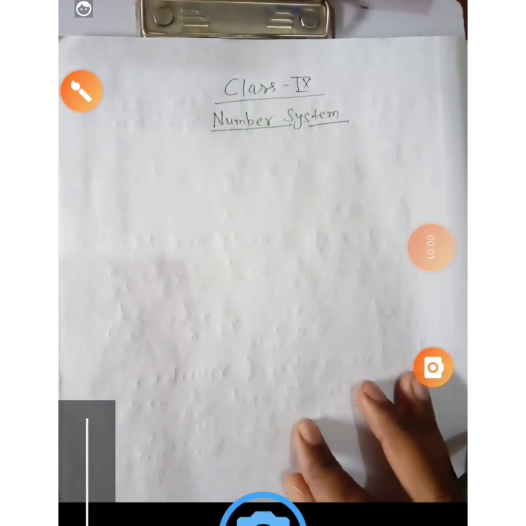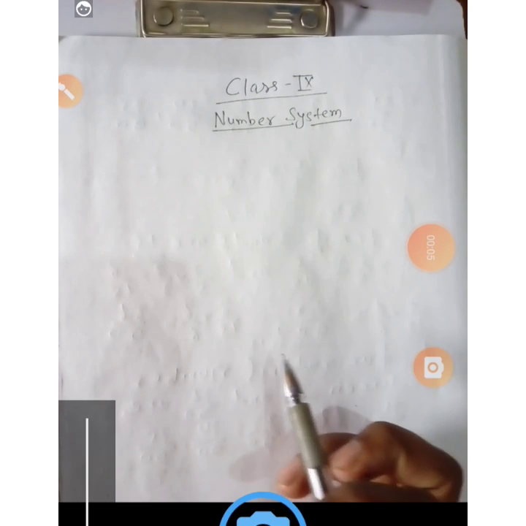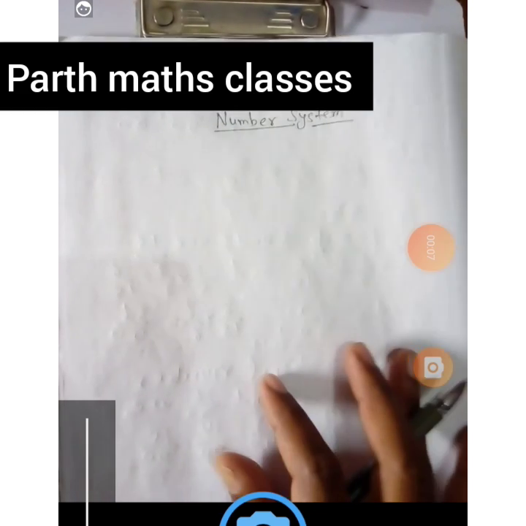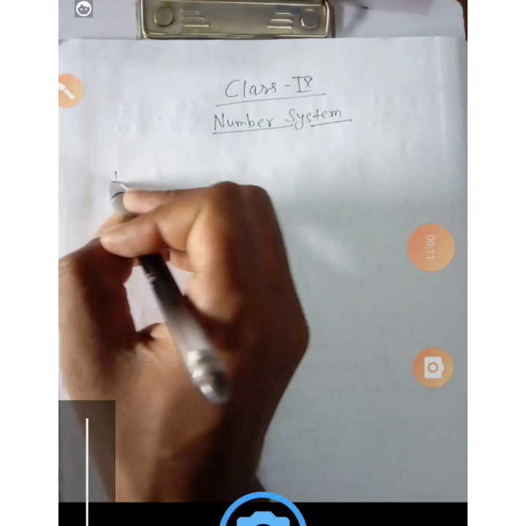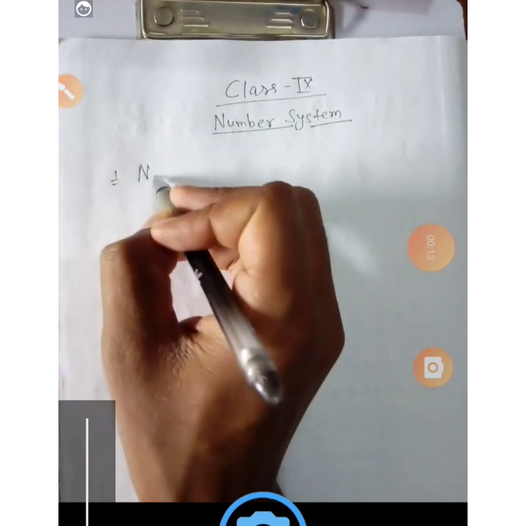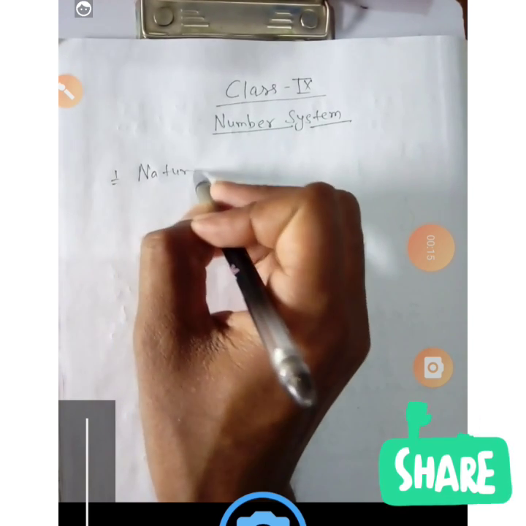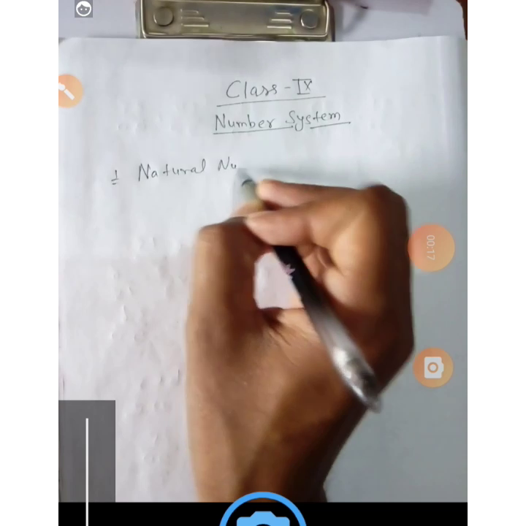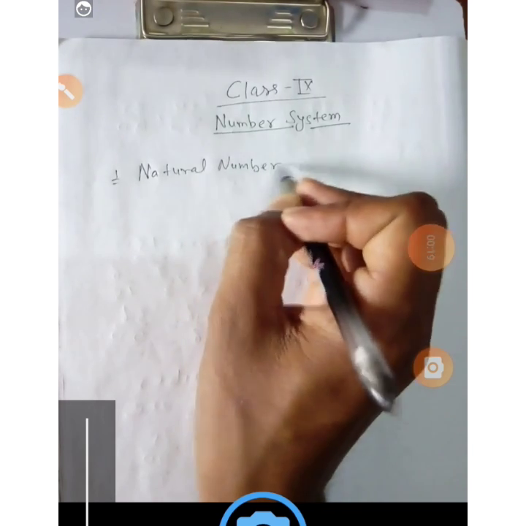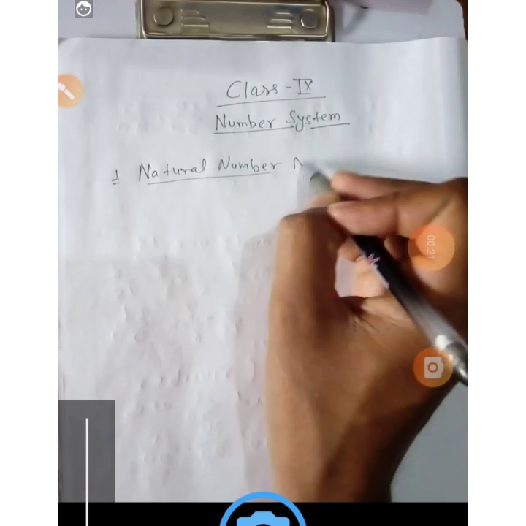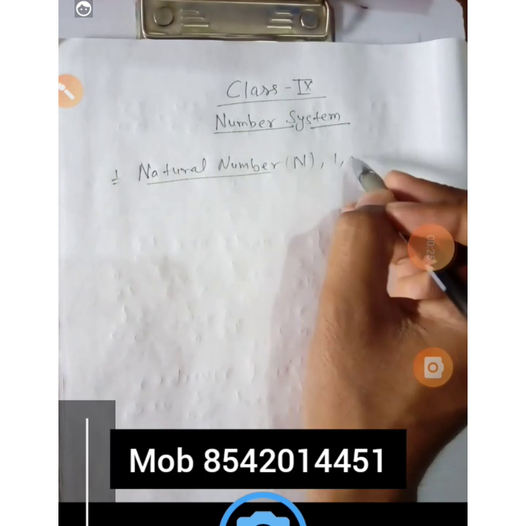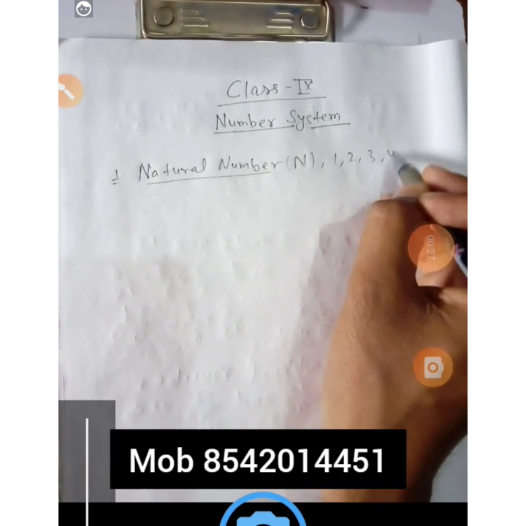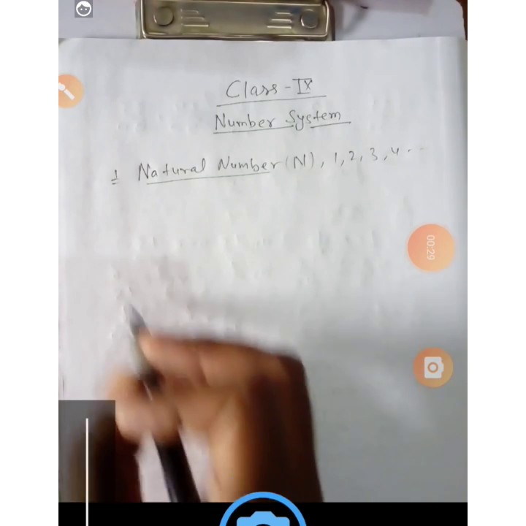Today, students, I will start the number system in class 9. In the number system there are the following numbers, but we will discuss some main numbers. First of all, natural numbers. Natural numbers can be denoted by capital N, and the numbers start from 1, 2, 3, 4. These are called natural numbers.